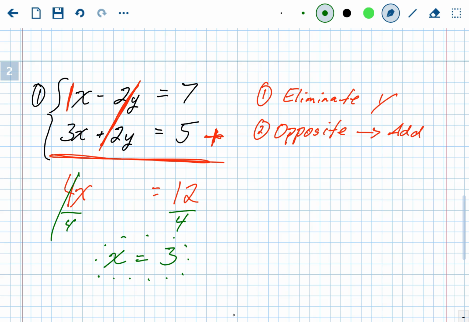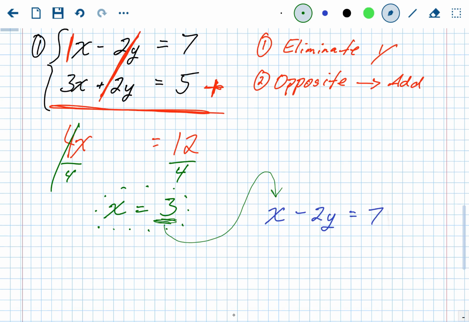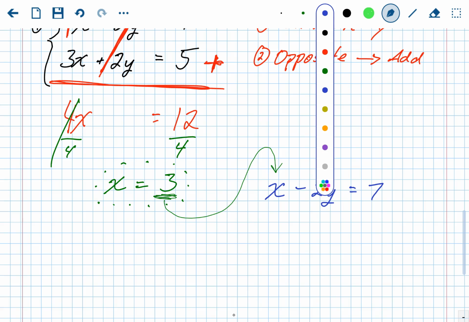Now you have to pick. Pick either of the equations. It doesn't matter which one you pick. You can pick the top equation, you can pick the bottom equation. I'm going to pick the top equation, which was x minus 2y equals 7. And then we're going to plug in the variable that we've just found. We found x. So instead of x minus 2y equals 7, we could say that 3 minus 2y equals 7.